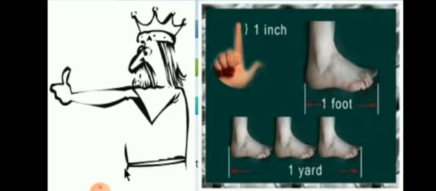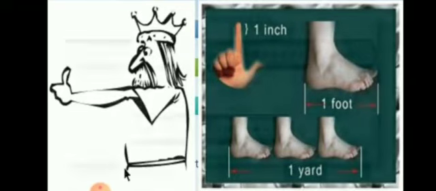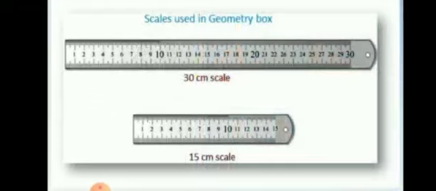Finally, in France, it was decided that a certain length of rod made of a special material, platinum iridium, would be called a meter. The meter was divided into 100 equal parts called centimeters. Each centimeter was further divided into 10 equal parts called millimeters. Now we are using this as a standard measurement for length in most parts of the world. This original scale is preserved in a museum in France.